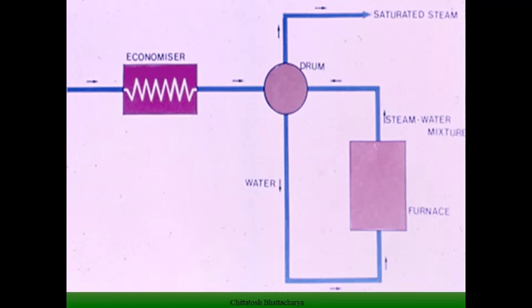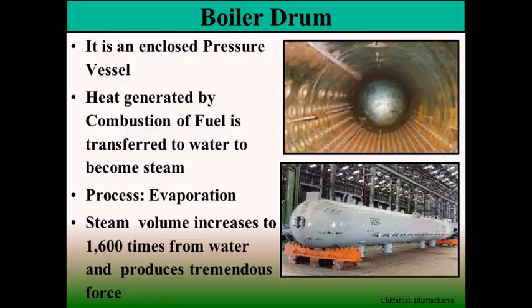Naturally it is a saturated condition within the drum, and the separated water in the drum comes down through the downcomer tubes, piping, and through the water wall within the furnace. Heat is added. This addition of heat is latent heat. Naturally evaporation takes place and the steam water mixture returns back to the drum. In the drum there is a separation of steam, and dry saturated steam is passed for superheating to the superheaters.